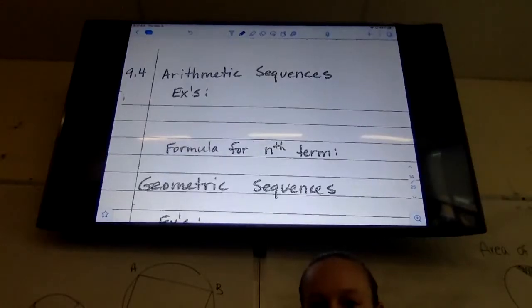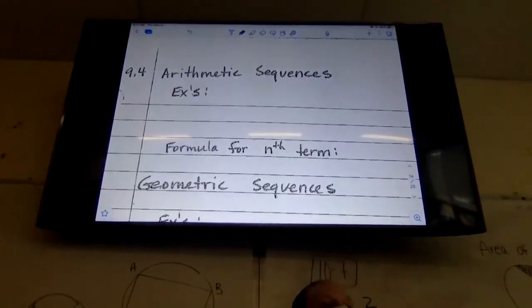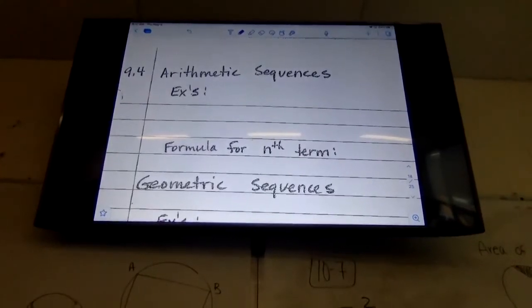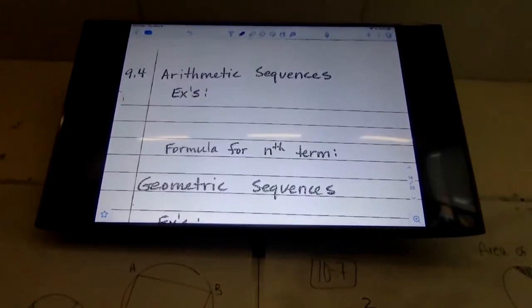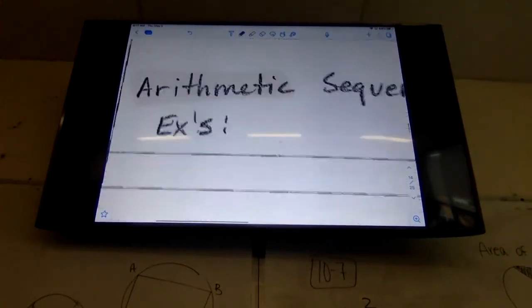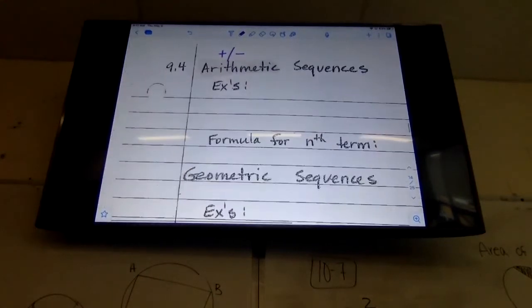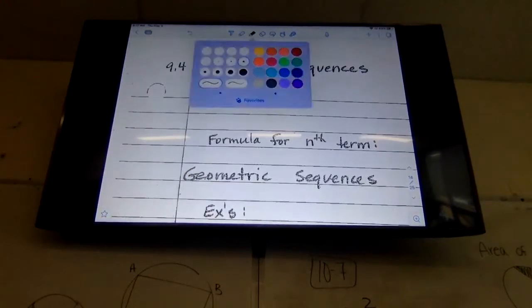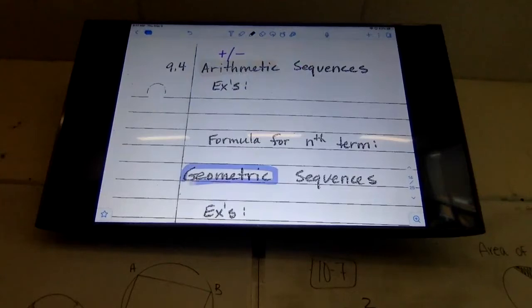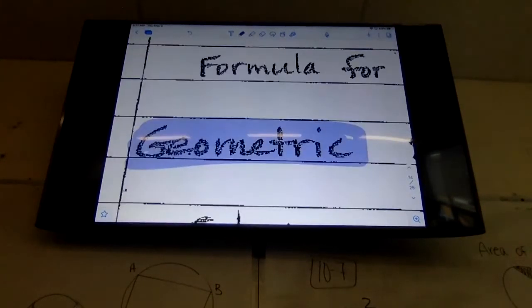Okay, now I'm recording. So we are focusing on two types of sequences today. We're talking about something called an arithmetic sequence, and that's how I read it, arithmetic. Arithmetic is when you add or subtract to go from one number to the next. And we're also going to talk about a geometric sequence, which means that we are going to multiply or divide to get to the next number.